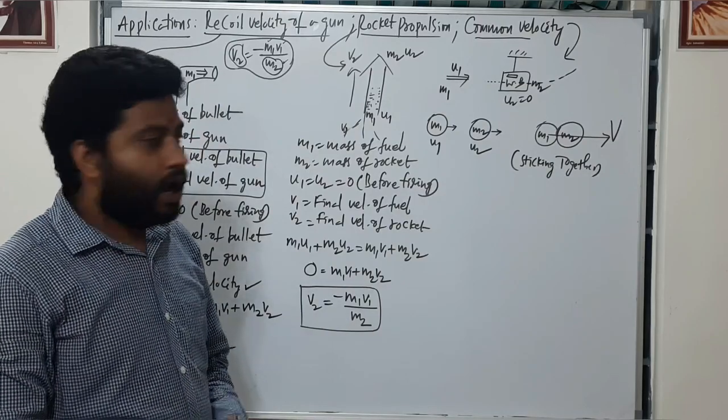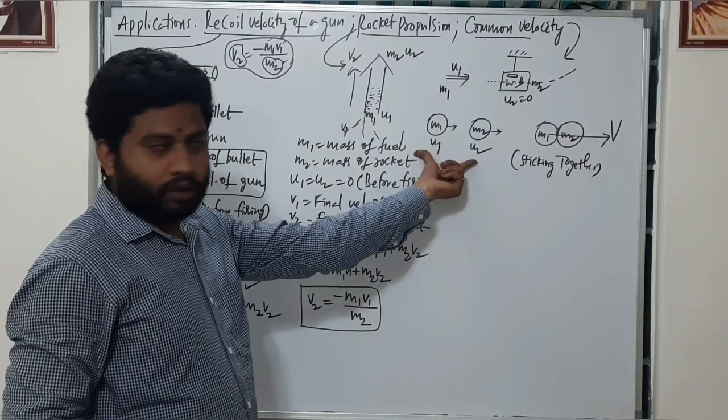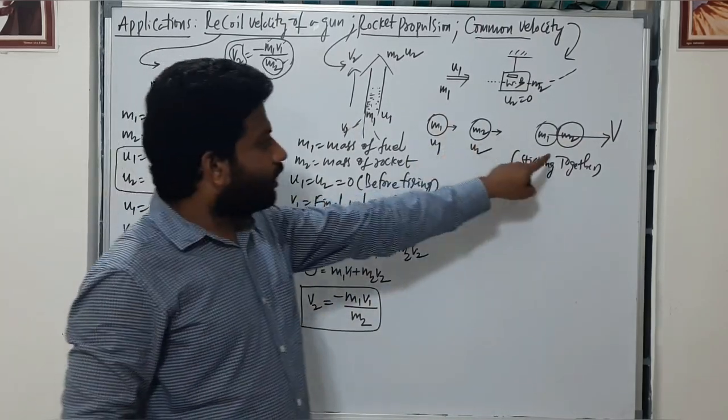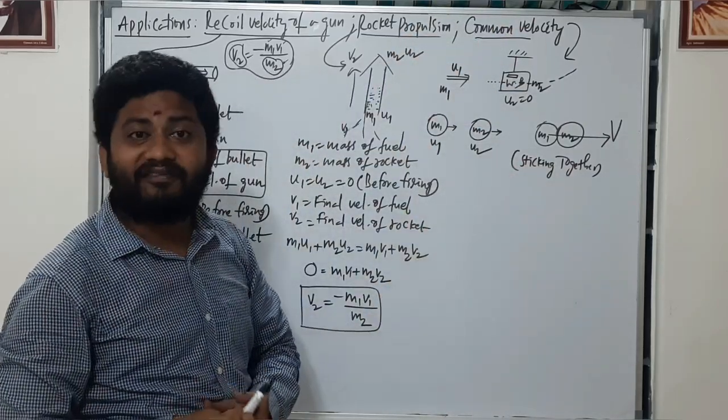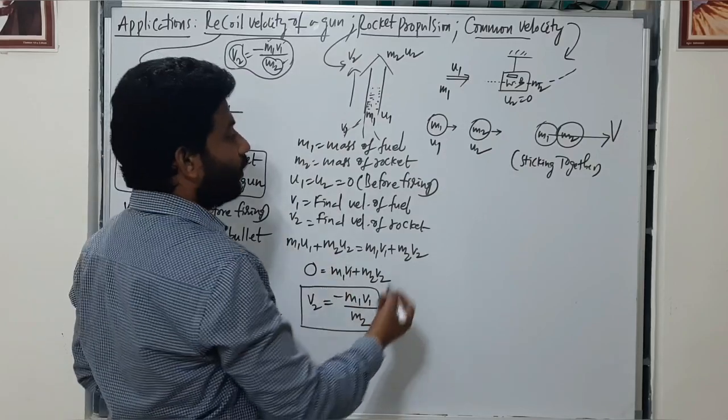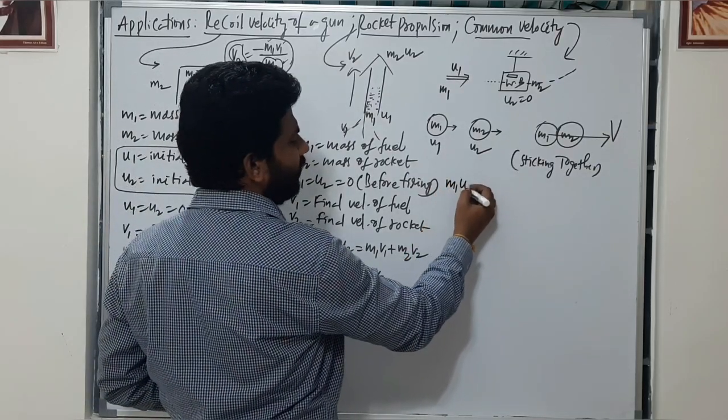Capital V. Before collision, they are moving. This may not be moving. After collision, both stick together and move with some velocity. That's called the common velocity. So before the collision, let's apply the law of conservation of linear momentum.